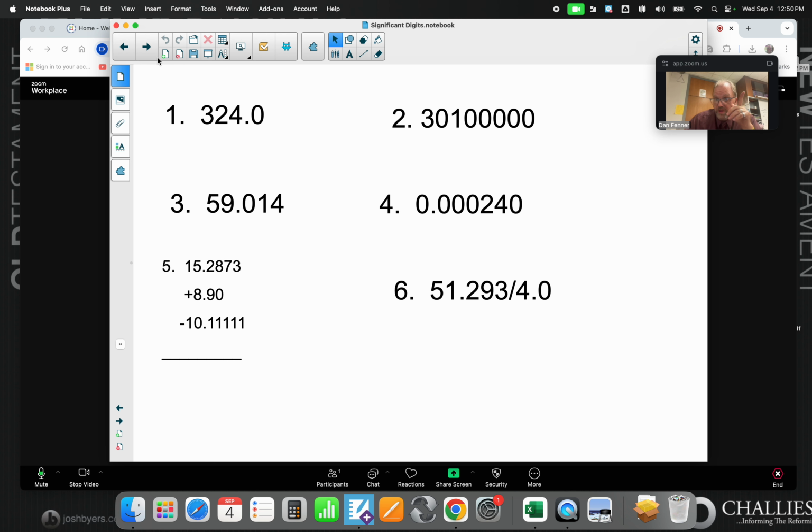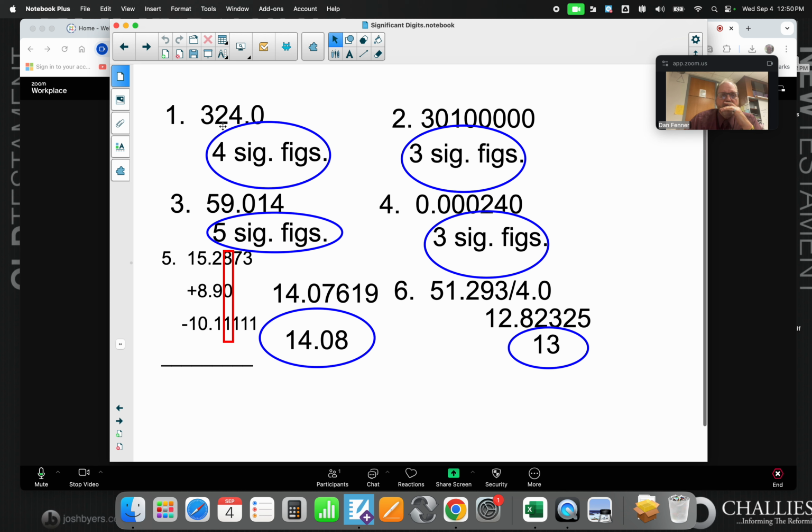Alrighty, so hopefully you did what I asked. Try the problems. Let's see what we get. If I do 324.0, that 0 is after a number, after a decimal, it's showing its exactness. I have 4 sig figs. For the number 301, the 3 and the 1 are significant, the 0 is between them. It's significant because it's a number between them. I have 3 sig figs. Okay, over here, 5, 9, 1, and 4 are all non-zeros. That's 4. The 0 is between. It's significant. I have 5 sig figs.